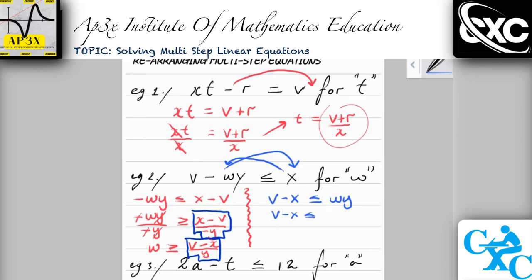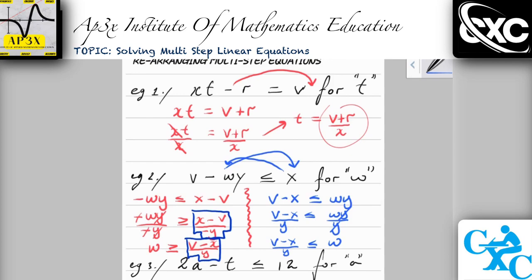So I'm going to divide the left side by w, and I'm going to divide the right side by, oh, it says wy, so I'm going to divide by y, pardon me. So I'm going to divide by y and divide by y. So y cancels y. Guess what happens? Our answer is v take away x divided by y is less than or equal to w.